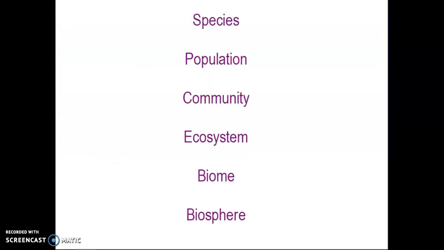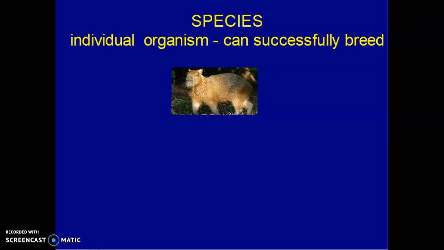Okay, so the next 6 terms we're going to go over are these, and they are in order from the smallest to basically the largest. So for a species, it is one individual organism. And in order to be considered a species, you have to be able to breed with that same species. So this little guy here is called a capybara. He's only found in Australia, New Zealand, places like that.